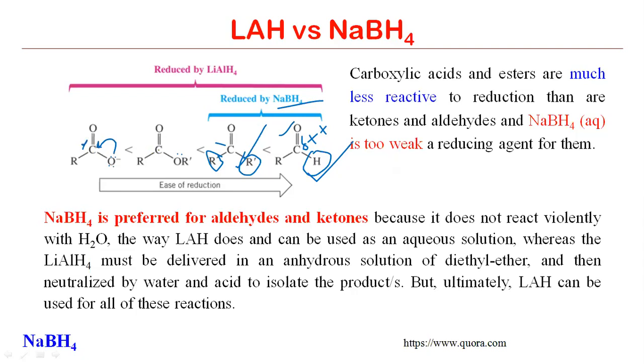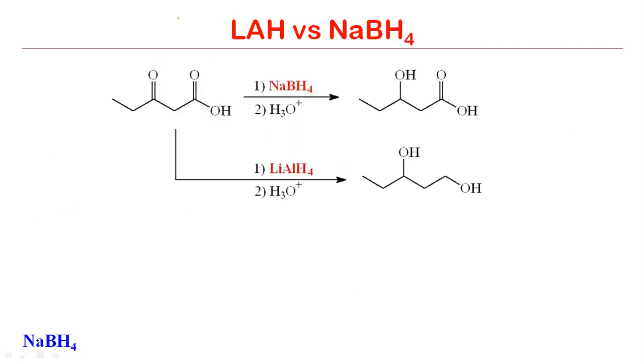You can see here also it is almost the same thing. So because of this nature of bonding pattern, these two cannot be easily reduced using sodium borohydride, but all these four can be reduced using lithium aluminum hydride. So from this example also, we can easily understand that whenever we are using only sodium borohydride, then this ketone will get reduced. And if we are using lithium aluminum hydride, then we can reduce both these functionalities.